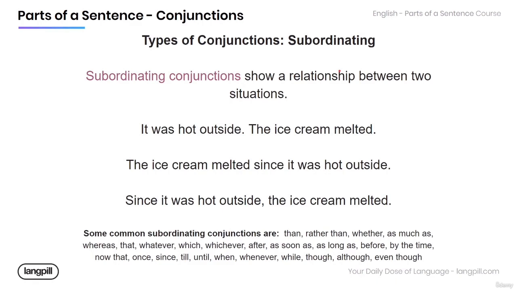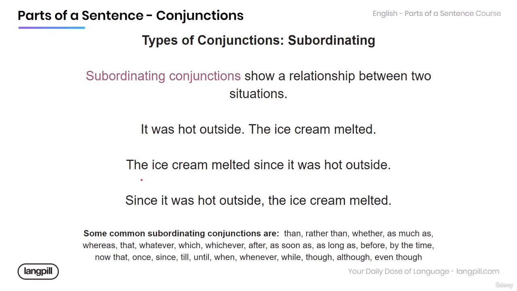Now here we have subordinating conjunctions. These conjunctions are used to show a relationship between two situations. So you'll see we have these two sentences here. It was hot outside. The ice cream melted. There is a relationship between these two sentences. So we can use a subordinating conjunction. And you'll see there are two ways to do it.